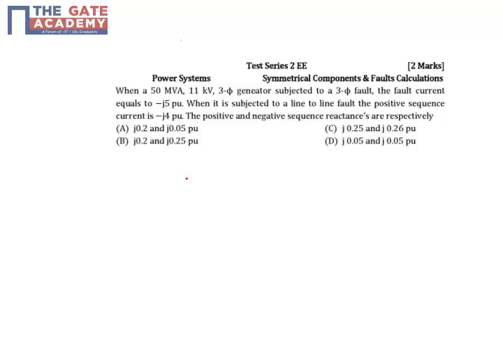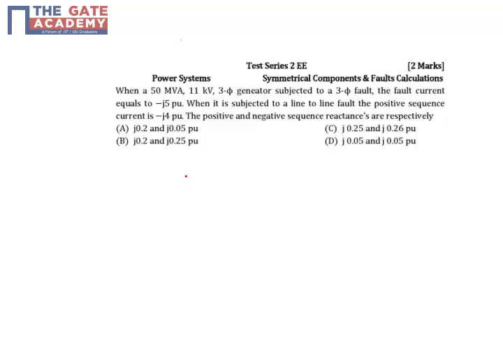But when it comes to a line-to-line fault, the system will become unbalanced, but the ground will not be involved. Because of the unbalance, the negative sequence reactance also comes into the picture. So first we will see the three-phase fault.